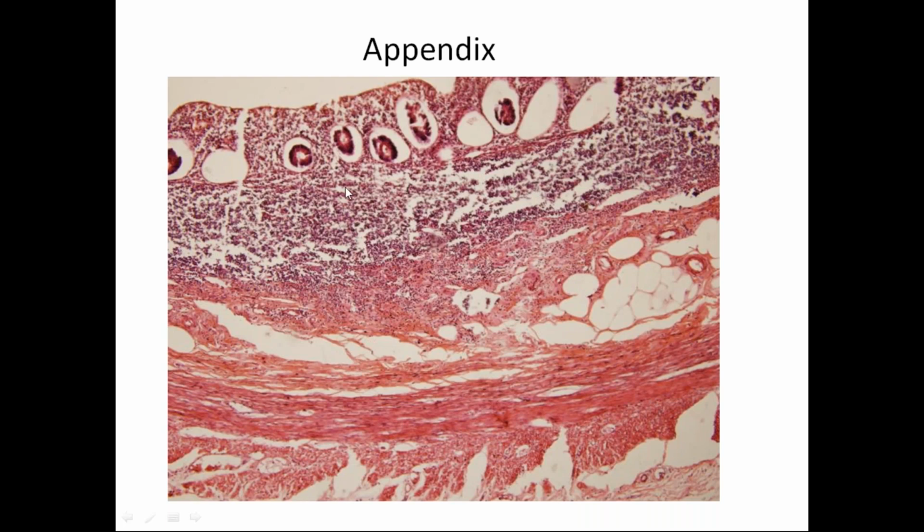Similarly, in the appendix, there is a small lumen structure with a lot of lymphatics. The structure is almost similar to the colon, but it has a very thin lumen, right? So from that you can differentiate.